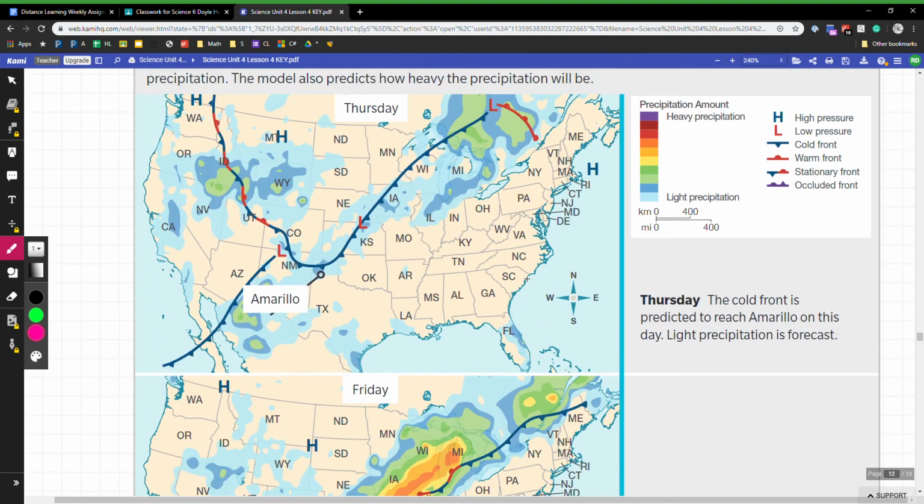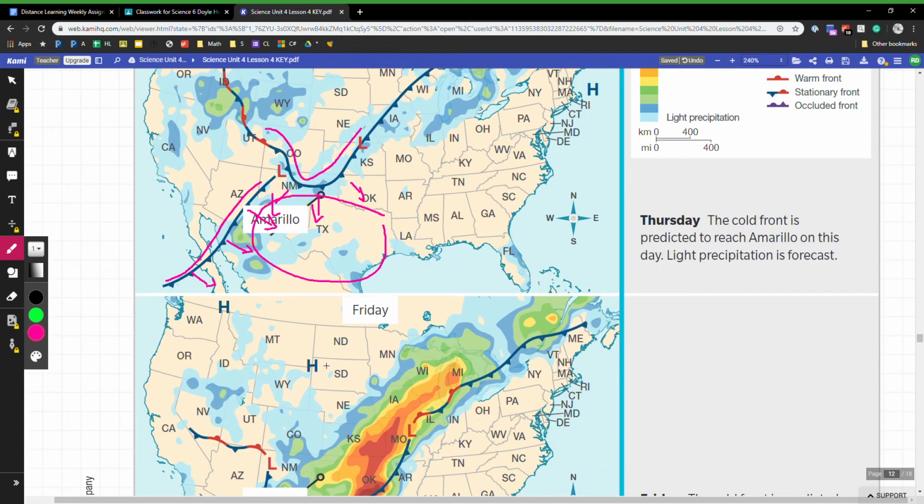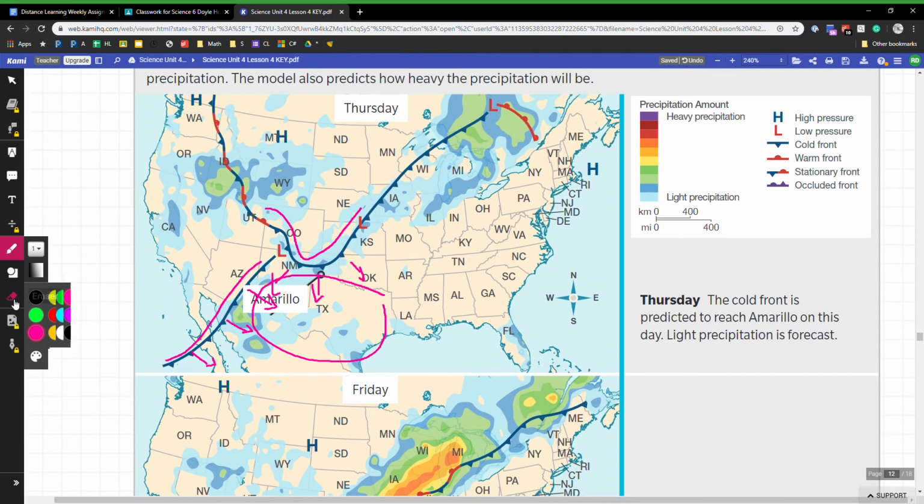So obviously here's Texas down here, and these are the fronts. There's this front right here, and this one right here. Remember that they move in the direction that they are pointing. So this cold front is moving in this direction, and this one over here is moving in this direction. So no matter which one you're talking about, there are cold fronts moving towards Texas. Erase those so they're not cluttered later on.